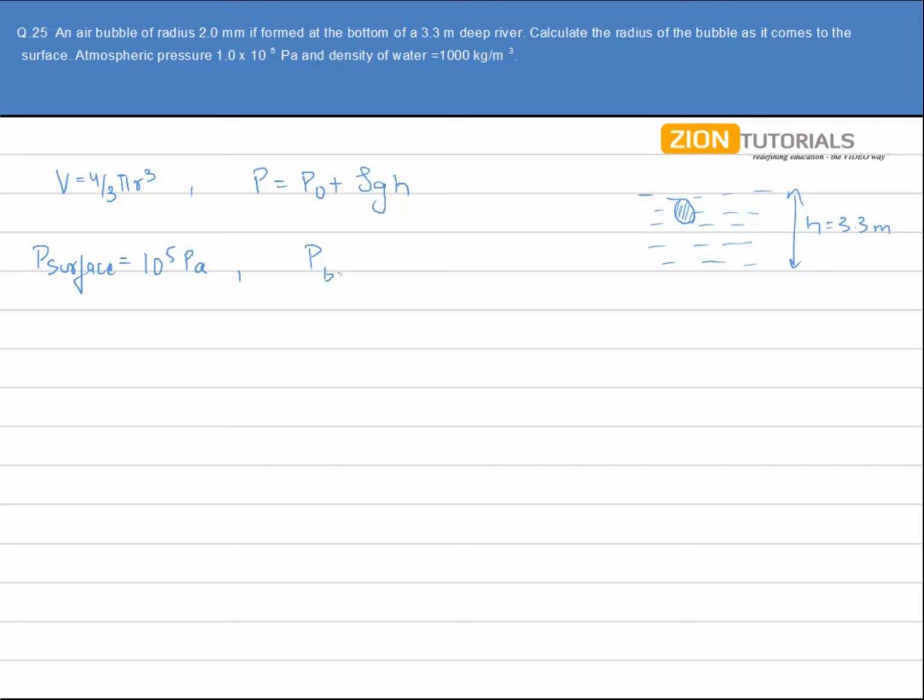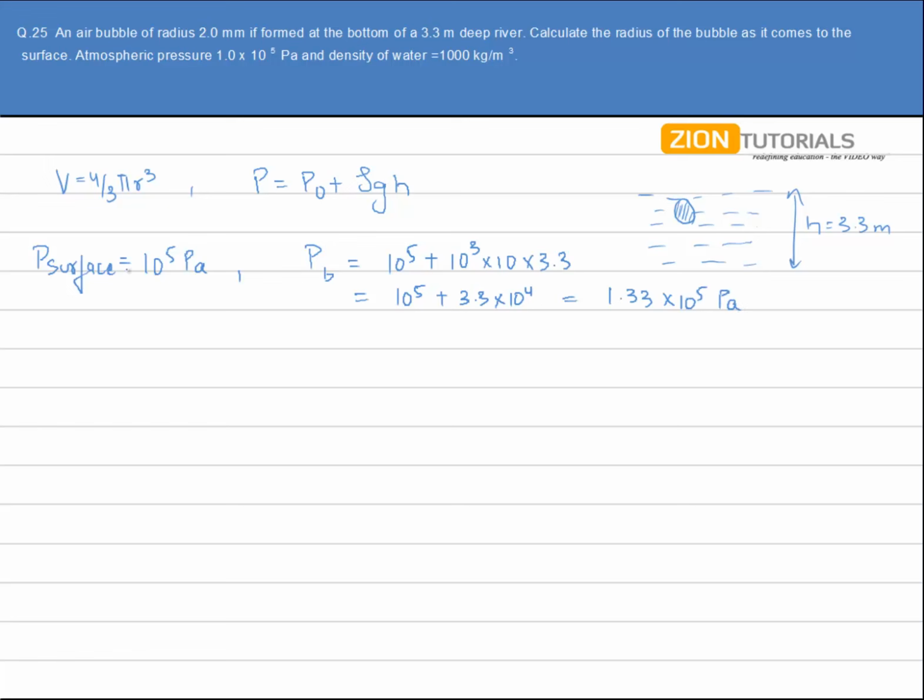But the pressure at the bottom, B, would be equal to what? Pressure at the surface, which is 10 raised to the power 5, plus rho GH. Now, rho, the density of water, is given as 1000, which is 10 raised to the power 3. What is G? Let us assume it to be 10. And H is 3.3, right? So we will get 10 raised to the power 5 plus 3.3 into 10 raised to the power 4. So I can write this as 1.33 into 10 raised to the power 5 pascals, right?